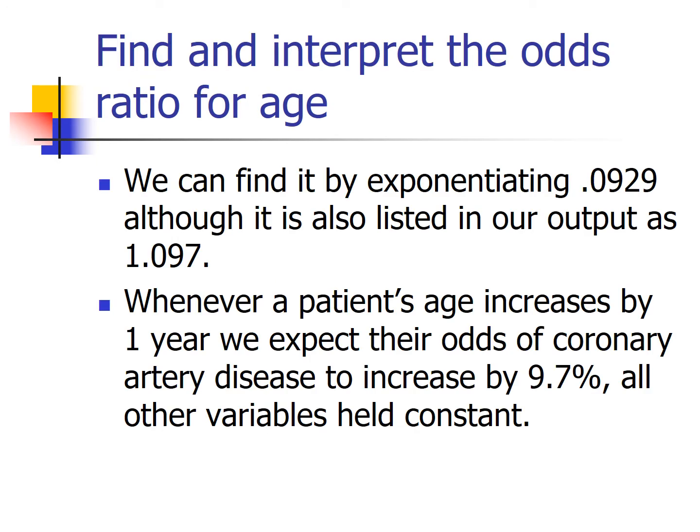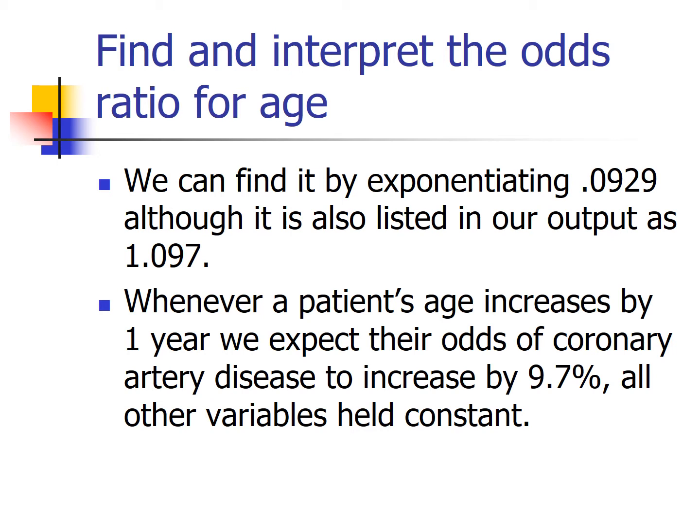Find and interpret the odds ratio for age. So we could find the odds ratio for age by exponentiating its parameter estimate. Going back to that model equation, the parameter estimate for age was 0.0929. You exponentiate that, you get 1.097.